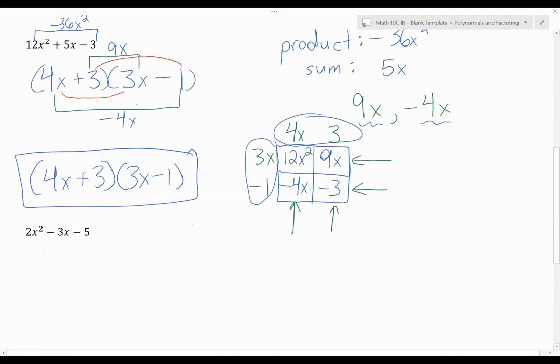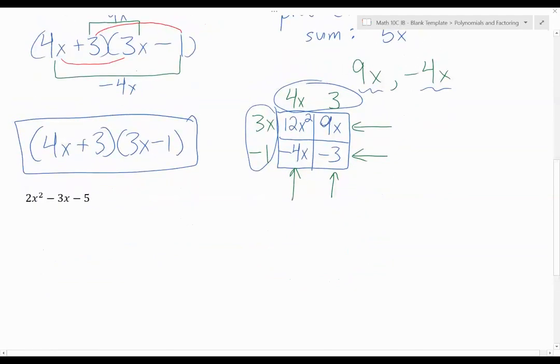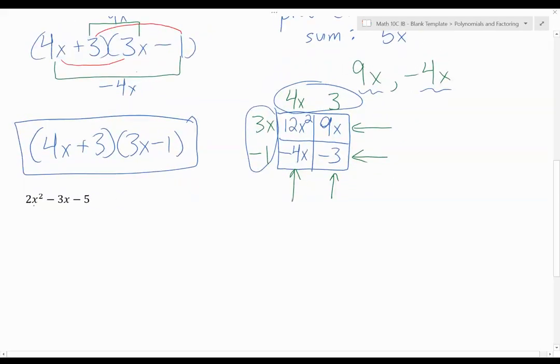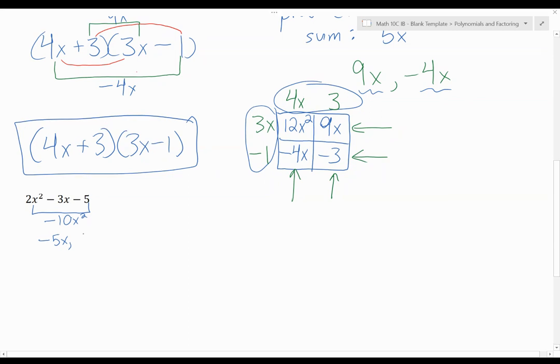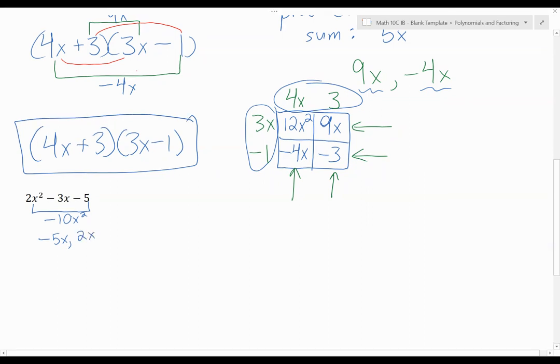All right, let's do that again with this next one. I'm going to jump to the point where I multiply the quadratic term times the constant term and I get negative 10x squared. I'm looking for a product of negative 10x squared and a sum of negative 3x. So that is negative 5x and 2x. If I multiply them, I do get negative 10x squared. If I add them, I get negative 3x.